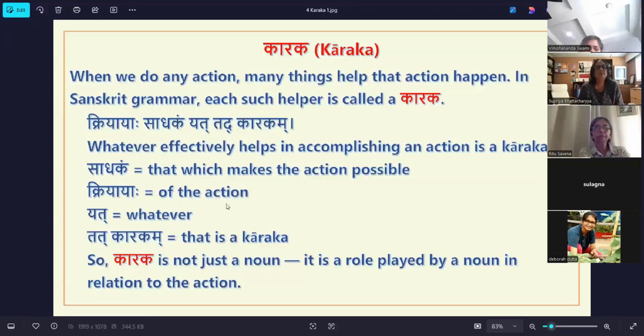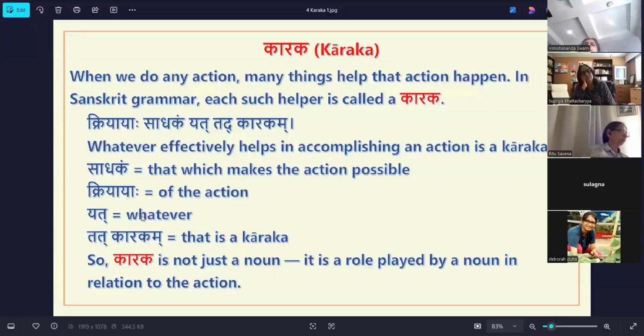So when we do any action, many things help that action happen. Is it not? Suppose you are eating. So in eating, many things are involved. First you have to see what you eat, then you have to use your hand. If you want to use a spoon, then you have to use your fingers. Then your mouth is chewing the food. So for any action, many things help that action happen. In Sanskrit grammar, each such helper is called a karaka, which is taking part in an action.